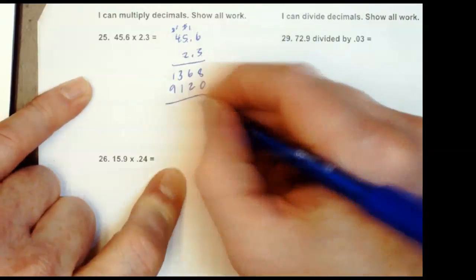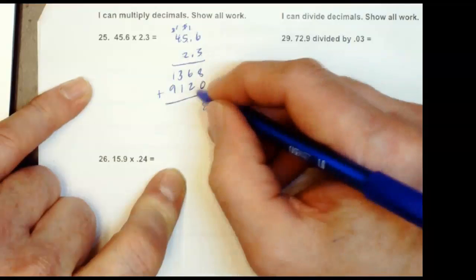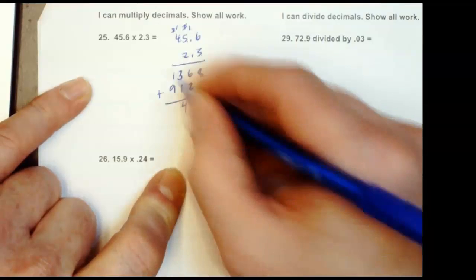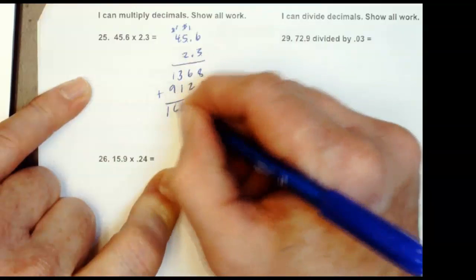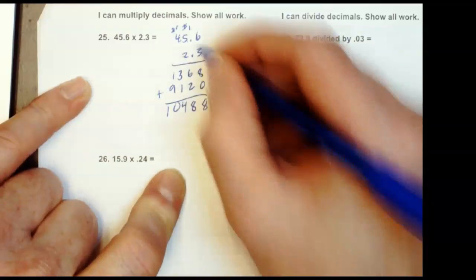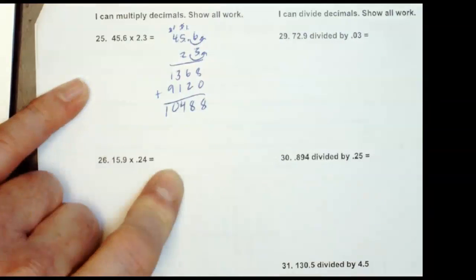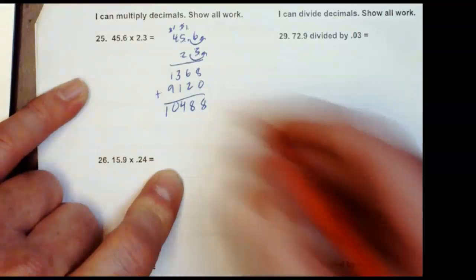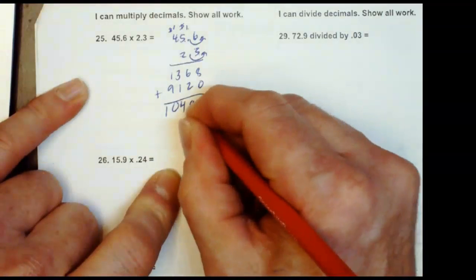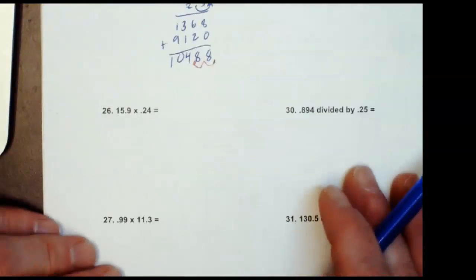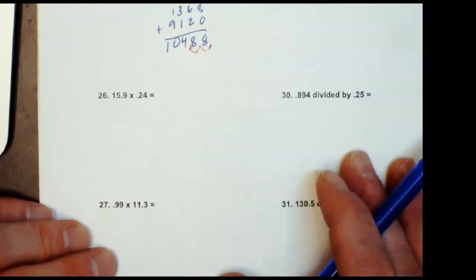Add these guys up. 8 plus 0 is 8. 6 plus 2 is 8. 3 plus 1 is 4. 1 plus 9 is 10. So we've got 2 decimals here, 1 here, and 1 here, so I have to put those decimals back in on the bottom. 1, 2, and that is 104.88. Okay, we'll just go ahead and do all the multiplication ones.